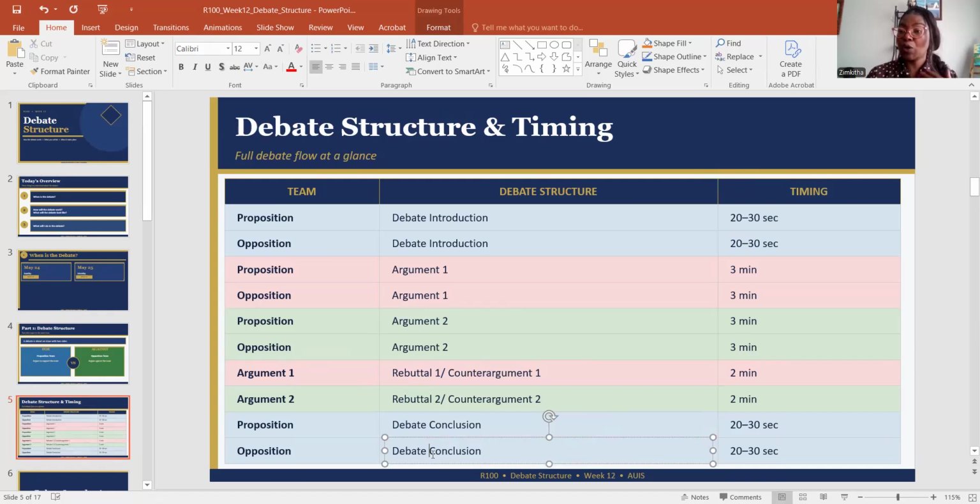Then at the end, you conclude. What does your conclusion consist of? Your conclusion consists of summarizing your debate, restating your thesis, and a call to action. The same thing with the opposition, summarizing your debate, restate your thesis, and you have a call to action. Does that make sense? So in total, your debate should be about 8 to 10 minutes maximum.